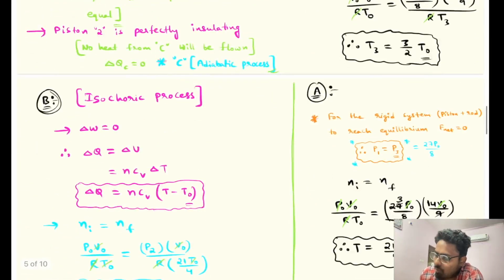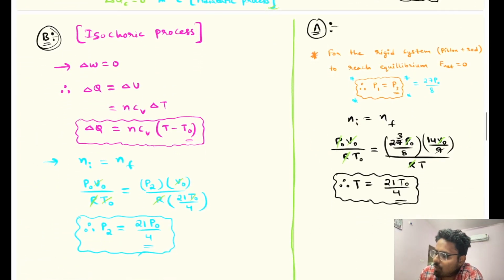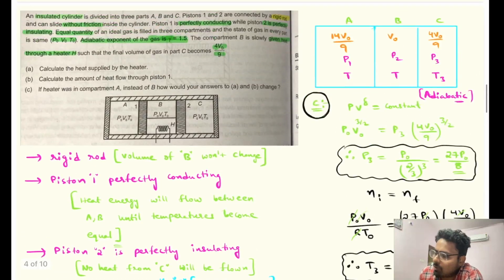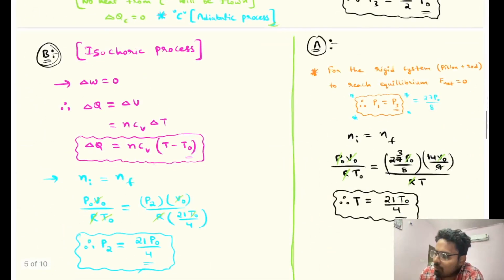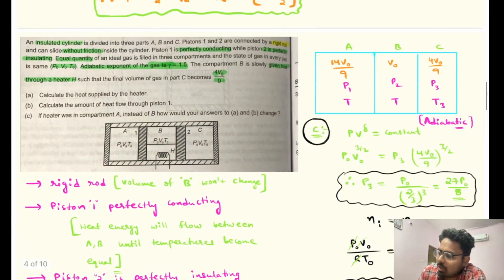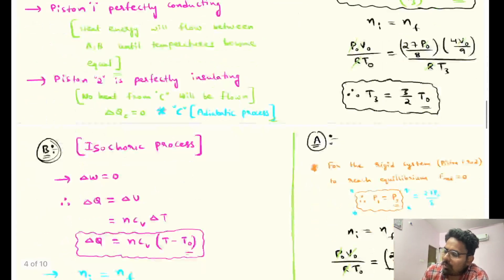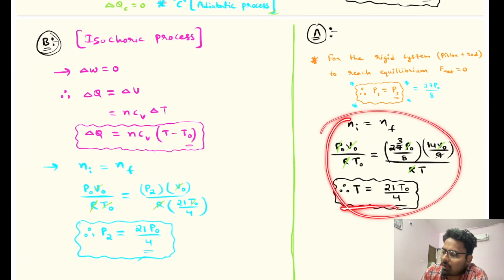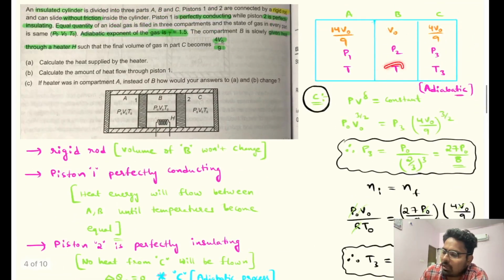Next, what value have I found? I have found the value of P1. Why? Because P1 will be equal to P3, that is the rigid body system, net force must be 0. Then I found P1. After finding P1, as I already know V1, I have found the value of T by equating the initial number of moles to the final moles. Then after knowing T, and as I already know the volume V naught in the second compartment finally also, from there what have we found?